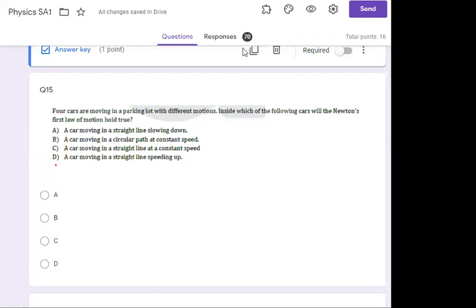Okay, Tapish, concept intro for Tapish. Four cars are moving in a parking lot with different motions. Inside which of the following cars will Newton's first law of motion hold true? A car moving in a straight line, slowing down. A car moving in a circular path at constant speed. A car moving in a straight line at a constant speed. A car moving in a straight line, speeding up. Will this be multiple choice or single choice?